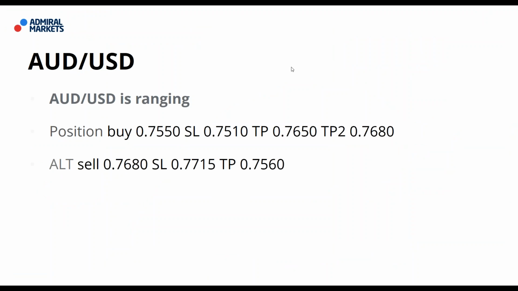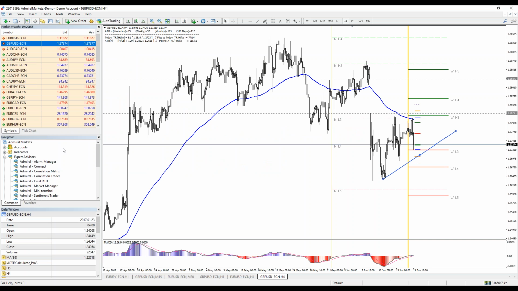Australian dollar still ranging. It's ranging, but still it's not bad to trade. Possible buy position 75.50. Yeah, there is a possible buy trading opportunity. Stop loss 75.10, TP 76.50, TP2 76.80. Yeah, it goes like that. Then sell trade is 76.80, stop loss 77.15, TP 75.60. So this could be a setup for the Australian dollar.